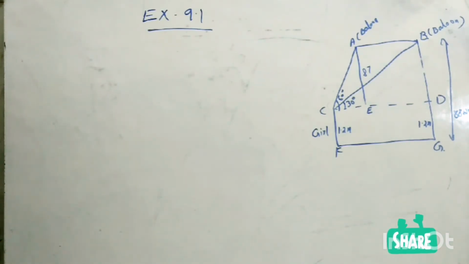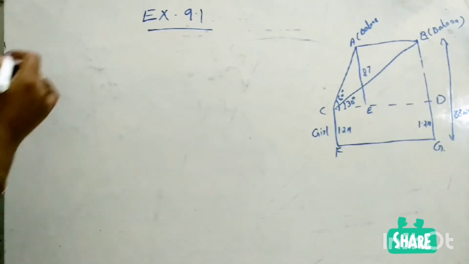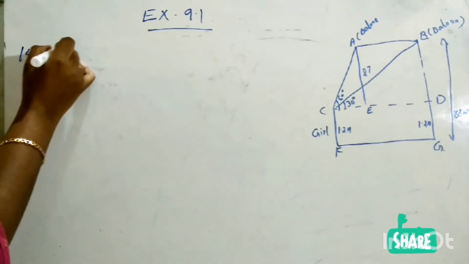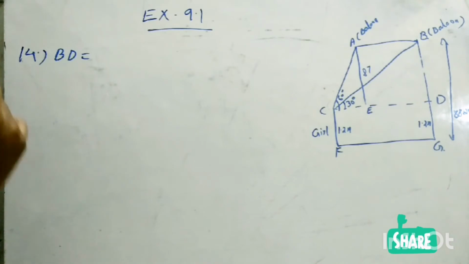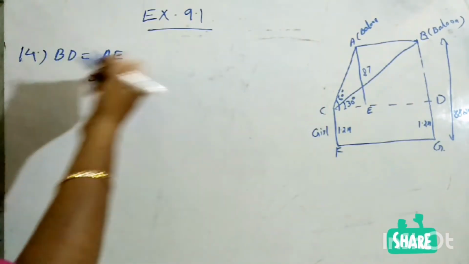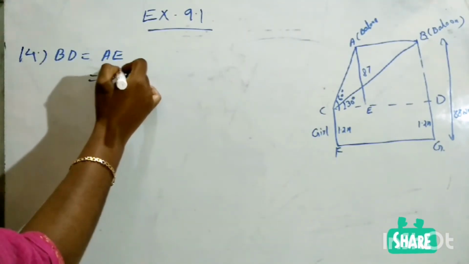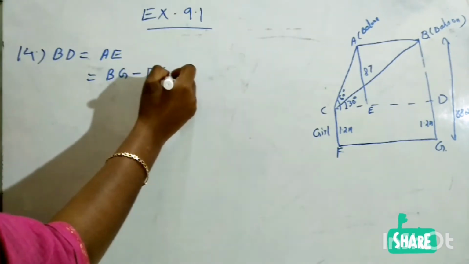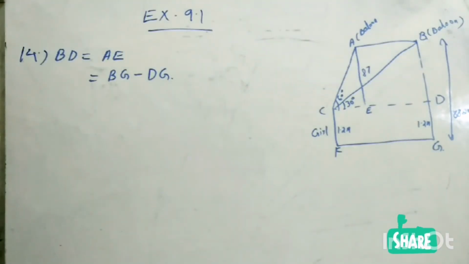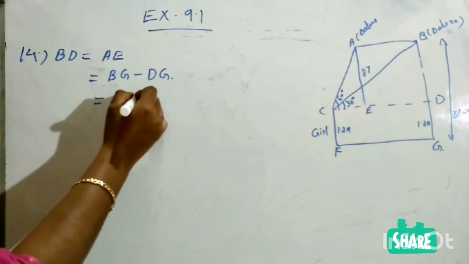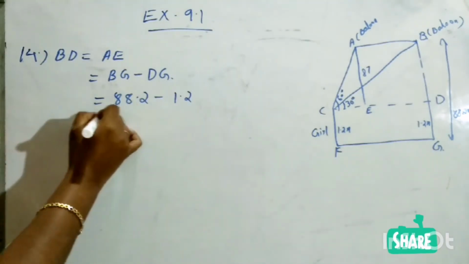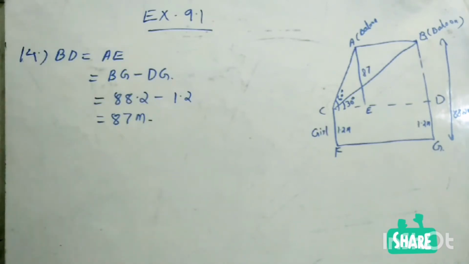Now BD and AE are equal in length. So BD is equal to AE, and BD is equal to BG minus DG. BG is 88.2 minus DG 1.2, and we will get 87 meter. BD is equal to 87 meter, or AE is equal to 87 meter.